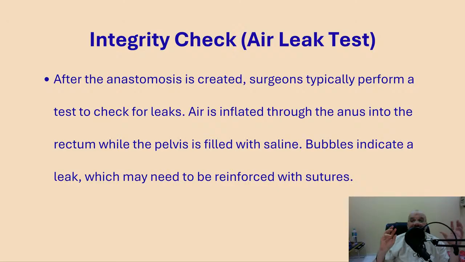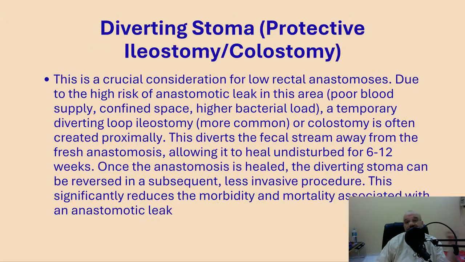And they do what they call the air leak test. So they will perform a check for any leaks, by pumping air inside this place and making sure that the anus and rectum in the pelvis are filled with saline. Bubbles indicate leaks, which need another suture, to make sure there is no content from the GI going to this anastomosis, and this will make sure that the end colostomy has the content outside without any part inside, in this way.